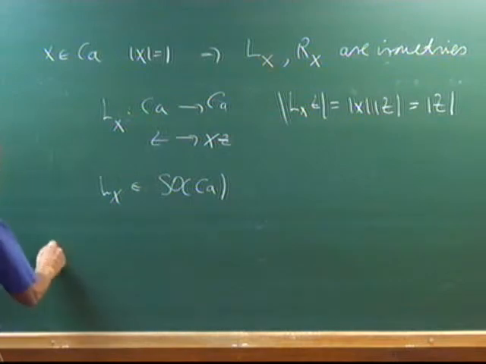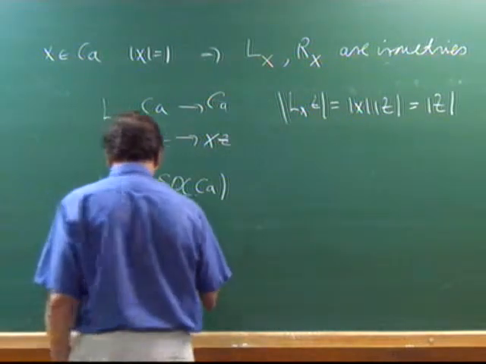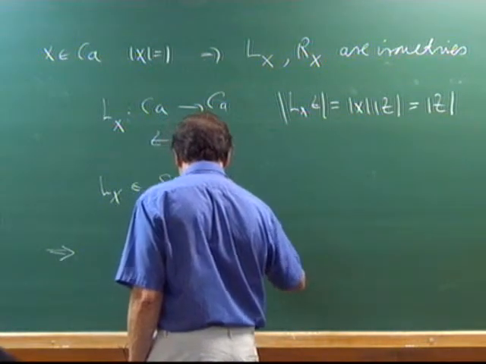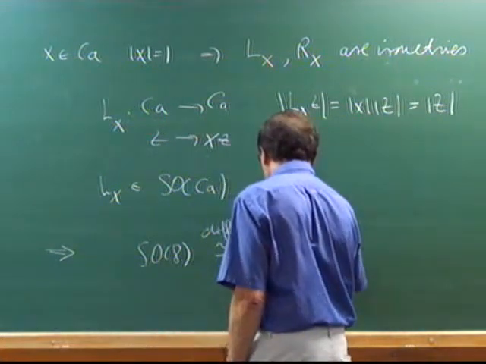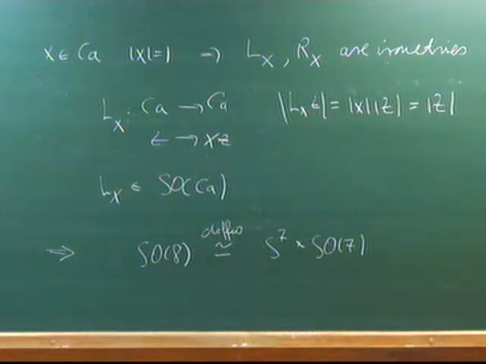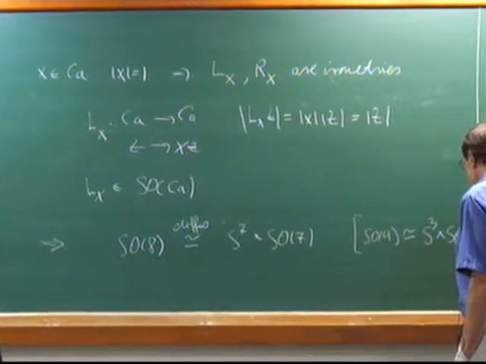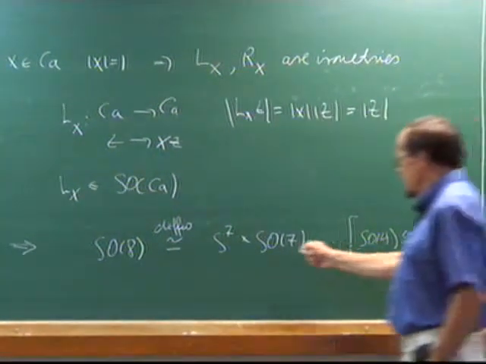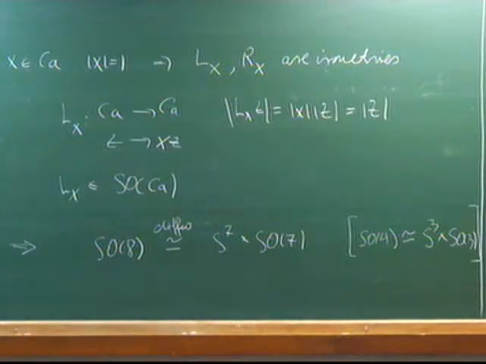One consequence that this has, for example, is that SO8 is diffeomorphic to S7 cross SO7. This is kind of similar to a fact we discussed earlier, that SO4 is diffeomorphic to S3 cross SO3. Diffeomorphic but not isometric. So this here is the next step of the same phenomenon.